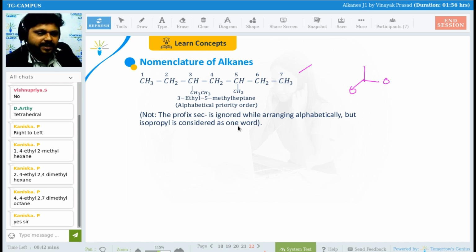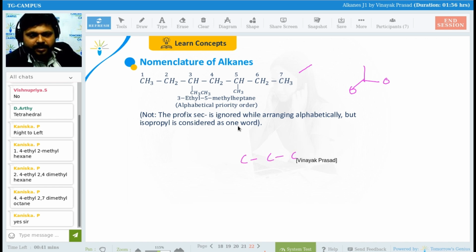At fifth position, CH is attached with another CH3 group. At fifth position, CH will be there, and that will be attached with another two CH3 groups. So the correct structure is what? See, I'm going to make this again, and you have to tell me the right name of this question.